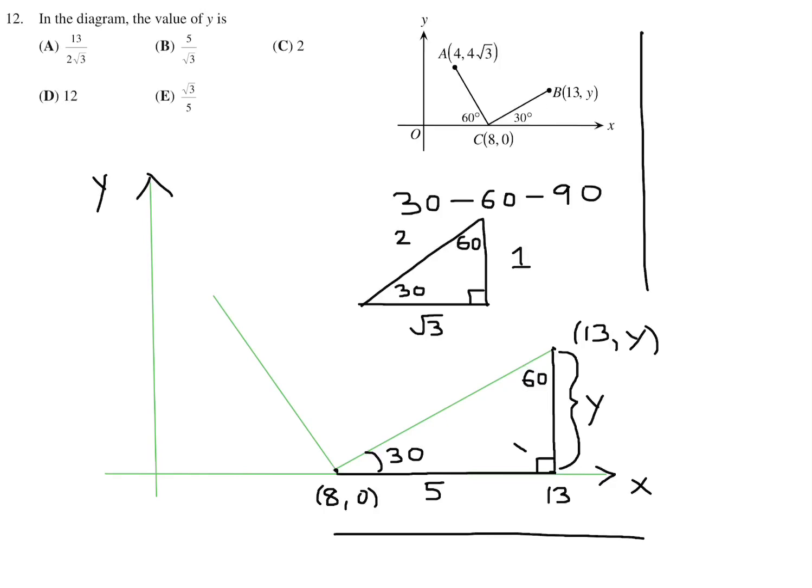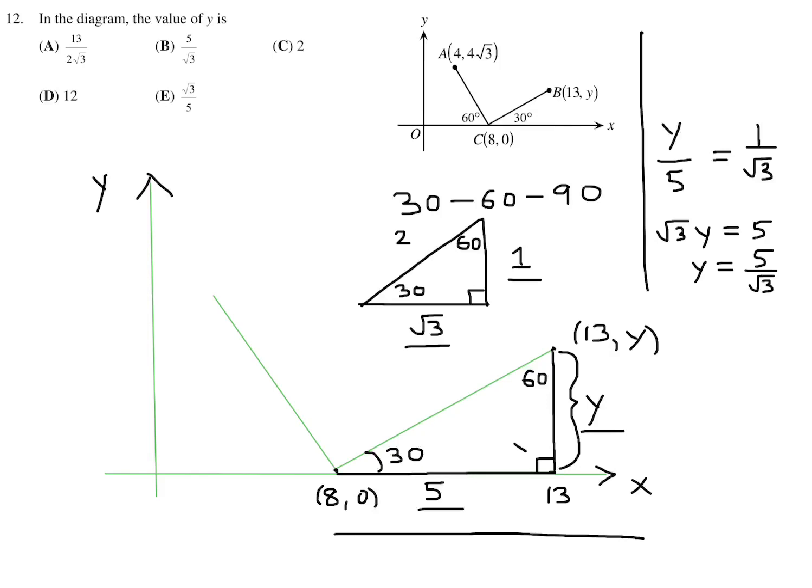So what do we have? We've got y over 5 is equal to 1 over root 3, because that is the ratio. So if you solve for this, you get root 3 times y is equal to 5, and therefore 5 over root 3 will be equal to y. So 5 over root 3 is choice B for number 12.